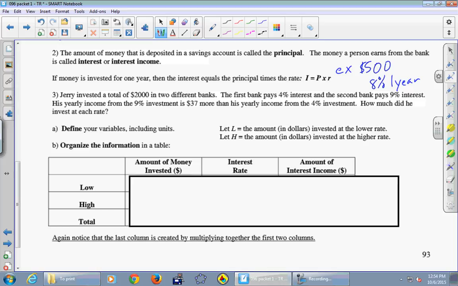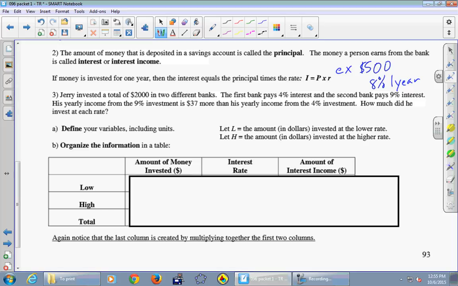Jerry invested a total of $2,000 in 2 different banks. The first bank pays 4% interest and the second bank pays 9% interest. His yearly income from the 9% investment is 37 more than his yearly income from the 4% investment. How much did he invest at each rate?